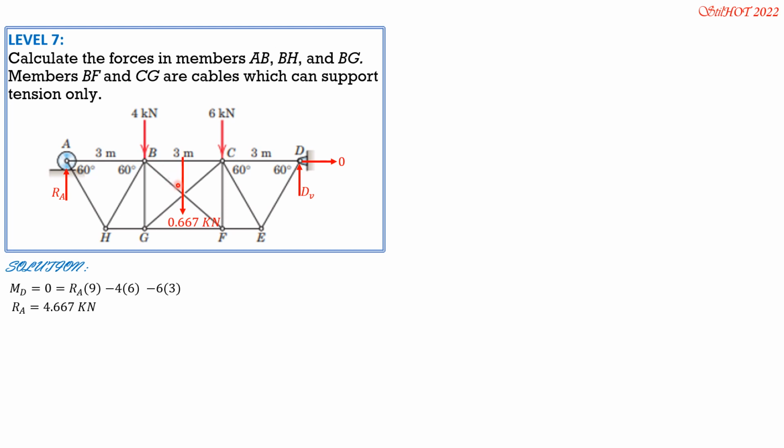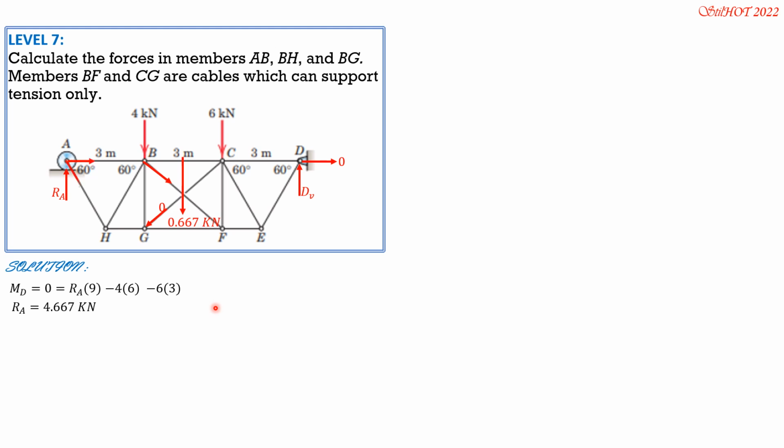So therefore, for these diagonal members, this should be in the same direction as 0.667. So it is down. The component, the force here should be tension away from the joint. So that's a tension member. But this member here should also be downward. The component should be downward. So this must be in compression because this is made of cable. Therefore, its force is zero because this must be in compression.